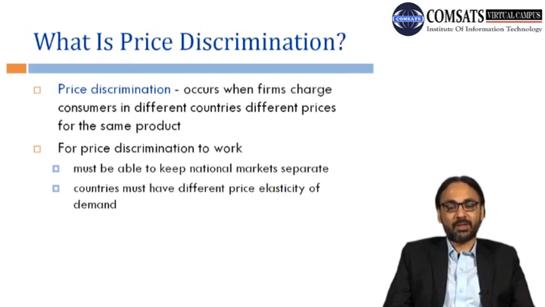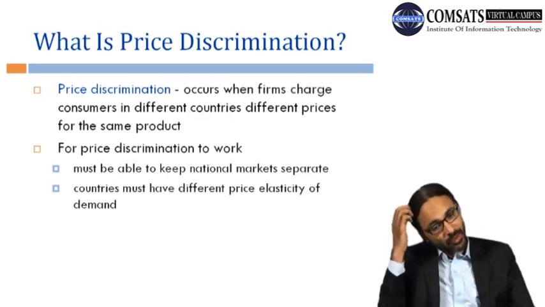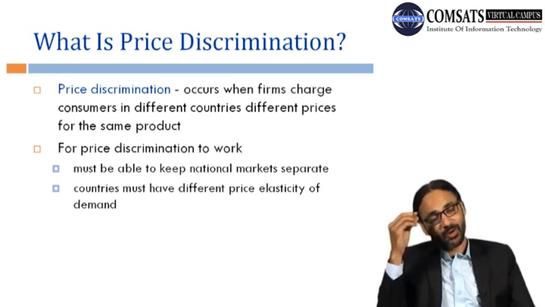Okay, what is price discrimination? Price discrimination occurs when a firm charges consumers in different countries different prices for the same product. For price discrimination to work, the firm must be able to keep national markets separate. Countries must have different price elasticity of demand. Okay, price discrimination is the important thing.